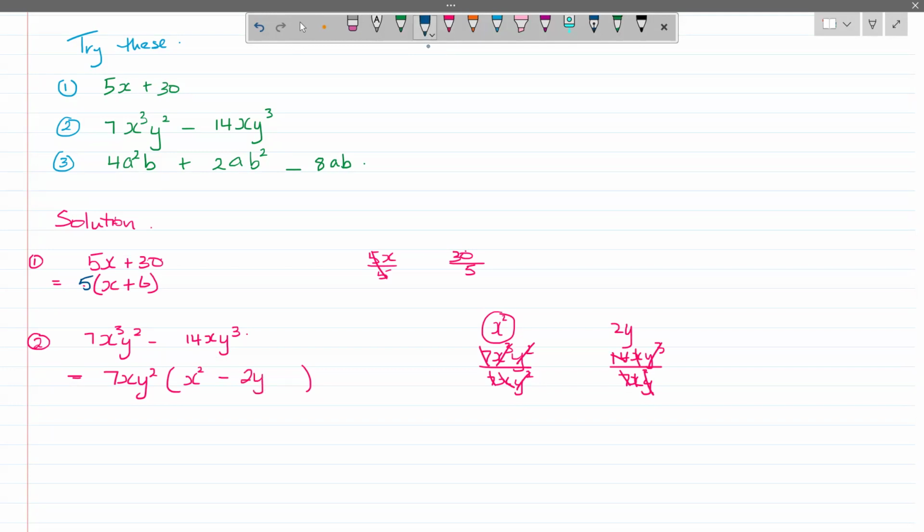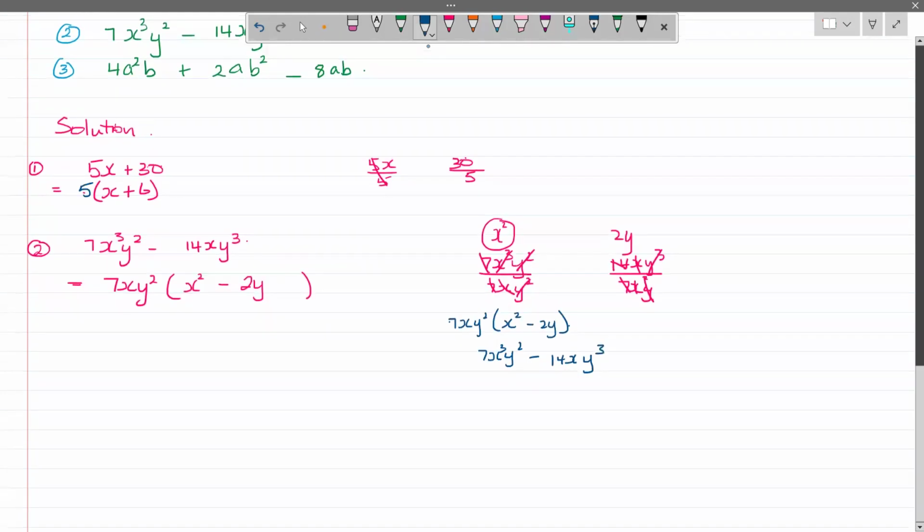For these, you might just want to double check your working. It will take a minute or two to do that. So you double check 7xy by y squared will give us 7x cubed y squared, minus 7 by 2 gives me 14x, and y squared by y will give me y cubed. And we get back the same thing we started, so we know that our answer is correct.